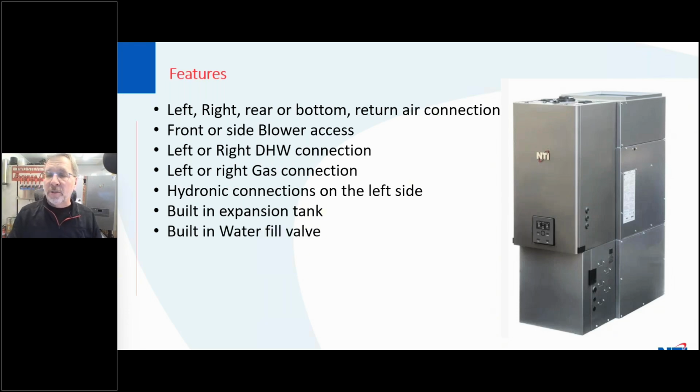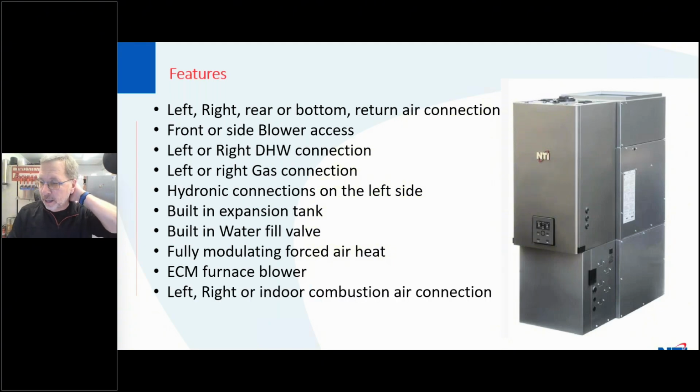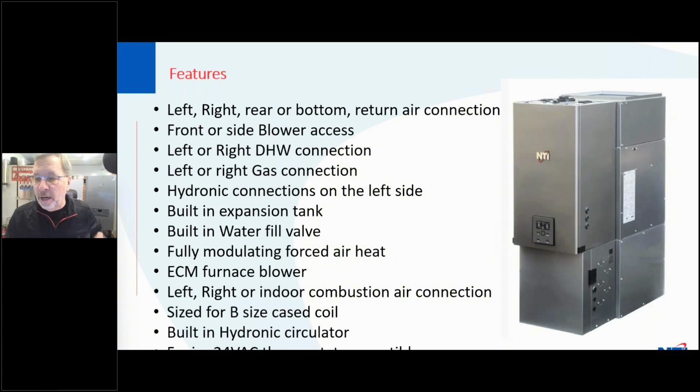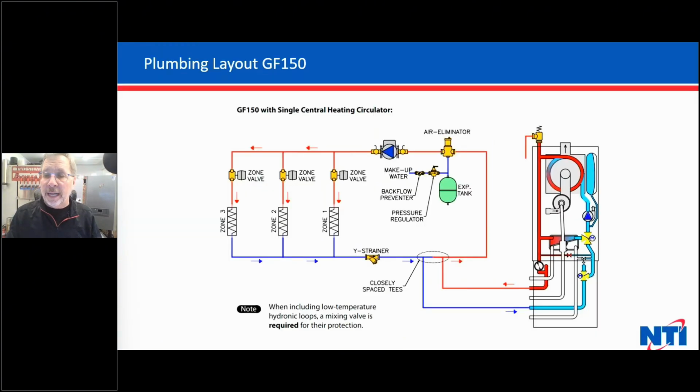So if it ever fails, built-in water fill valve, fully modulating forced air heat, of course, ECM blower, left or right hand door connection. Sized for B-size coil, as long as you use a 2-inch extension on the back to take you out to the B-size coil. We will be coming out with that as an accessory in the near future. Built-in hydronic circulator. Of course, 5-wire, 24-volt thermostats capable, which we did not have on the TRX. That is built into the additional control that we had to build into this so we can handle it. And that's what it looks like coming off to your heating zones. Of course, you have to use a low loss header, but all things are good.